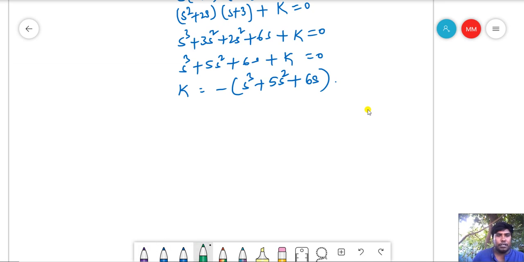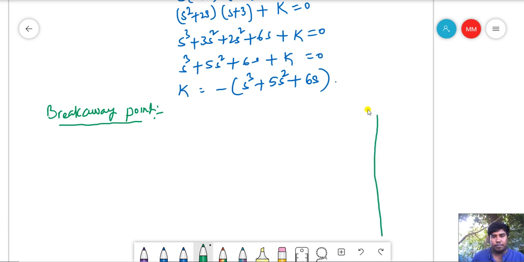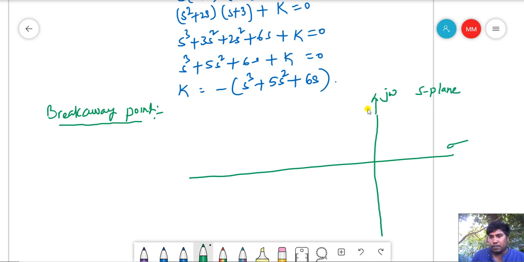Let us see the concept of breakaway point. So I am writing here breakaway point. Let us see the S-plane concept here. This is the j omega axis and this is the real axis, and this is nothing but the S-plane. This is the right hand side of the S-plane, and this is the left hand side of the S-plane.